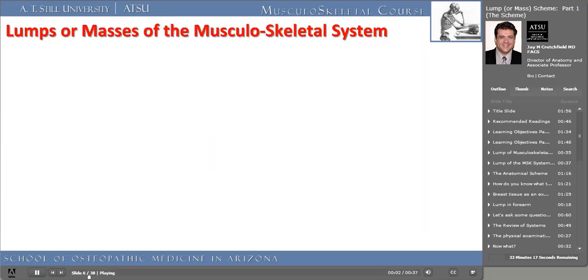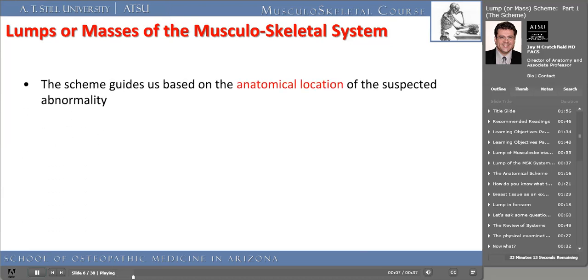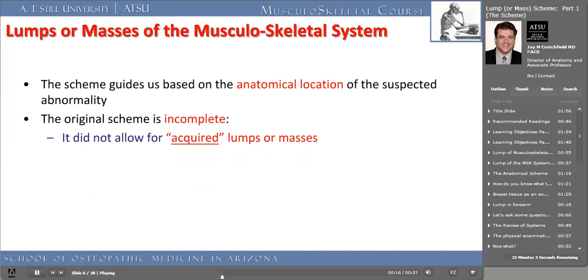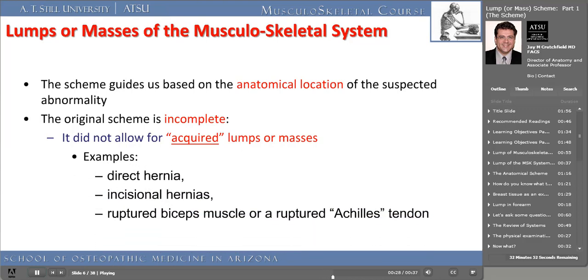The clinical scheme guides us to a potential diagnosis based on the anatomical location of the lump or the mass. The original scheme used years ago was incomplete as it didn't allow for acquired lumps or masses of the musculoskeletal system, and hence that original scheme has been revised. You're going to see the revised scheme here. An example of an acquired lump or mass found on physical exam is a hernia, a fascial defect, or perhaps a ruptured or torn biceps muscle or an Achilles tendon.